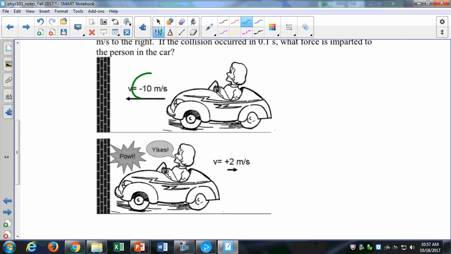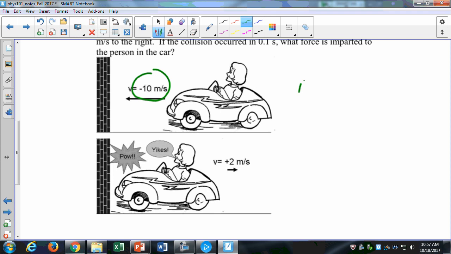And so here's a picture. The car is initially traveling at minus 10 meters per second. It hits the wall, and then it rebounds just a little bit. Not at the same speed, at a slower speed, but it rebounds just a little bit. And I want to figure out what is the force that causes this change in motion for the car.